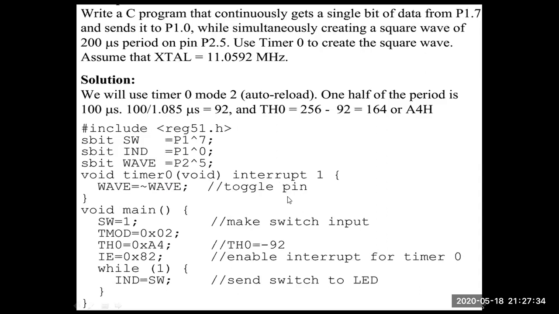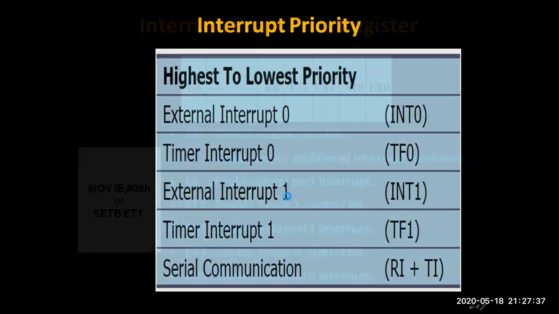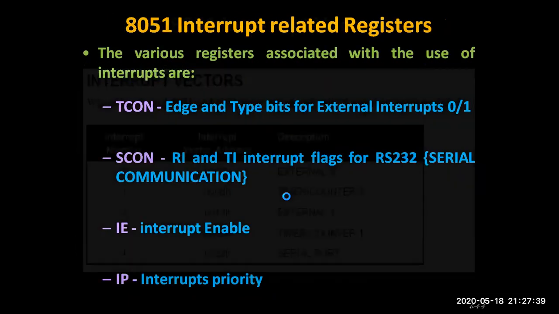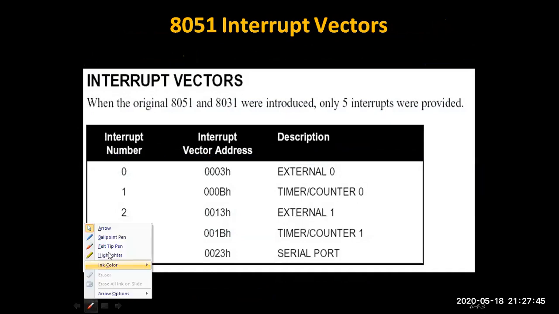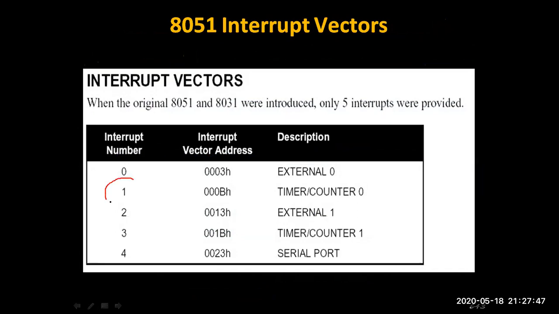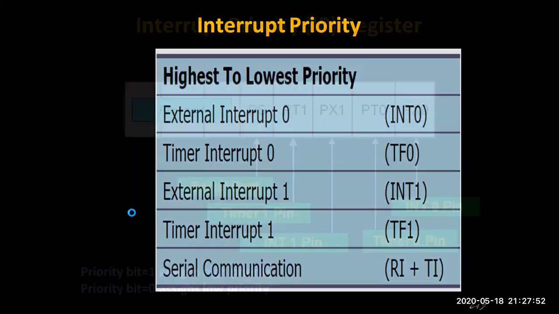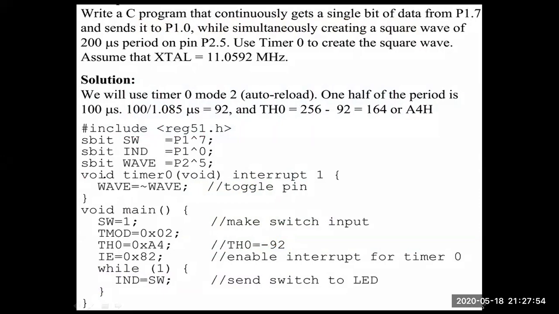So what is the interrupt number of timer 0? See, if you see the interrupt number table, for timer 0, 1 is the interrupt number. So in the programming you have to write void timer0 void interrupt 1. This is the interrupt number, and you have to generate the square wave on port 2.5 now.